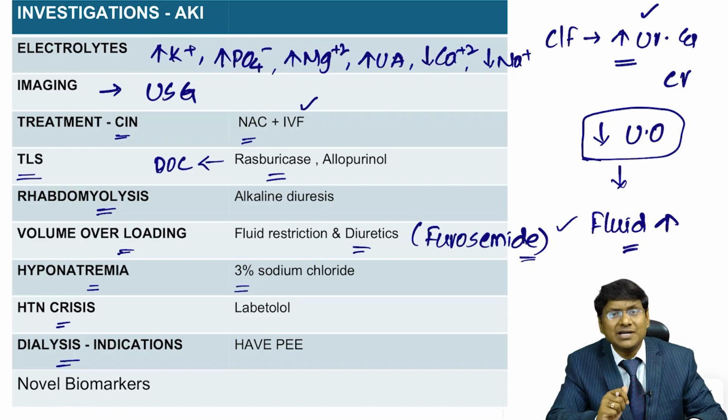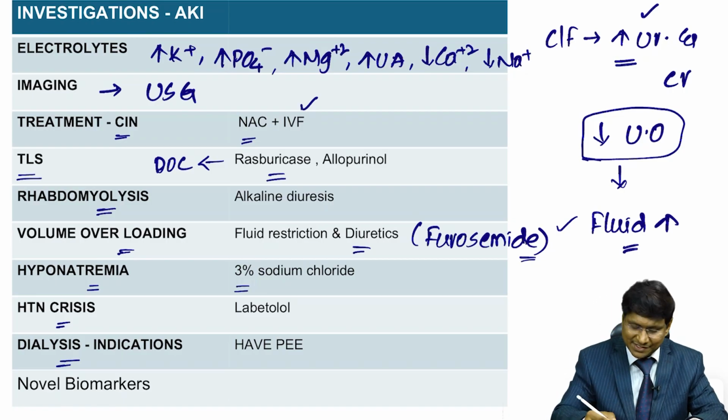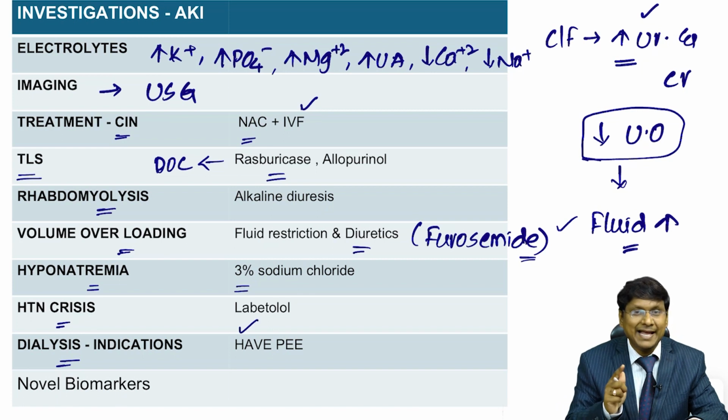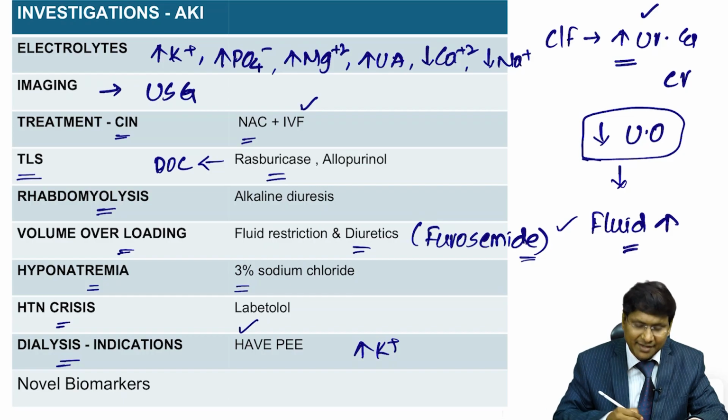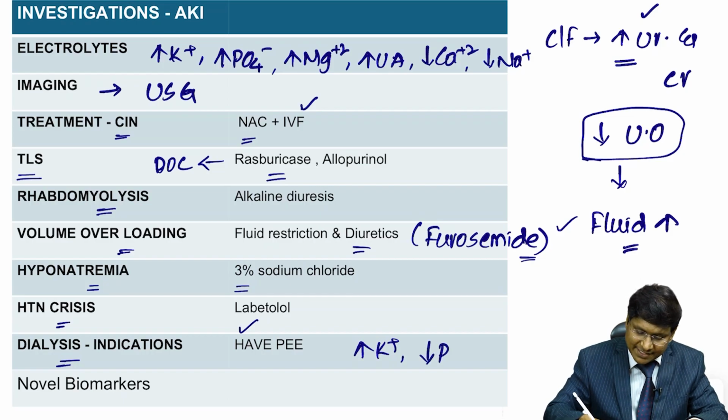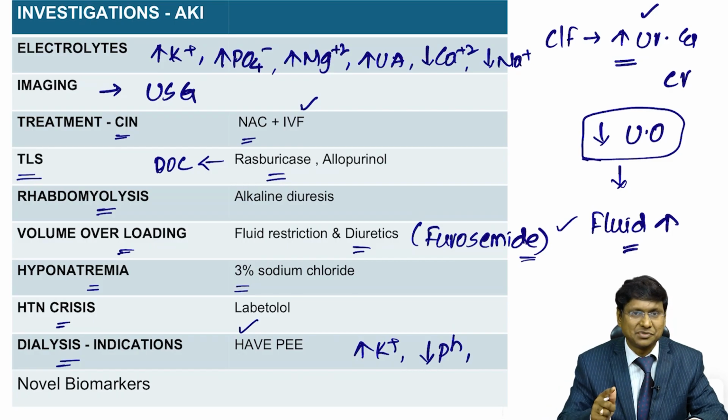Okay, then what are the indications for dialysis in patients with acute kidney injury? For the indications for dialysis, I have just given you a mnemonic, that is HAVE P. The letter H is refractory hyperkalemia, right? Next A, that is acidosis, that is refractory acidosis.